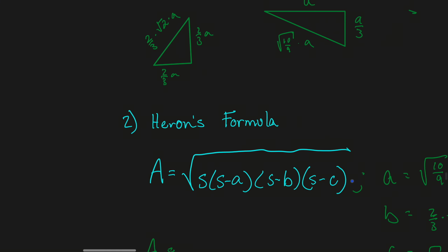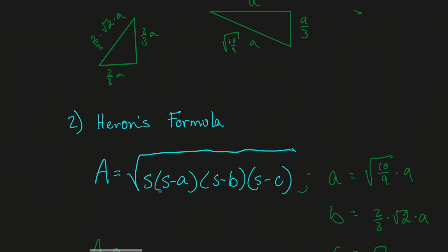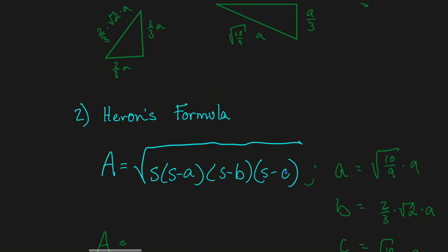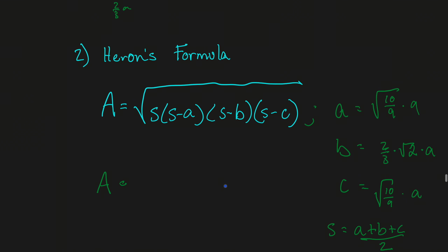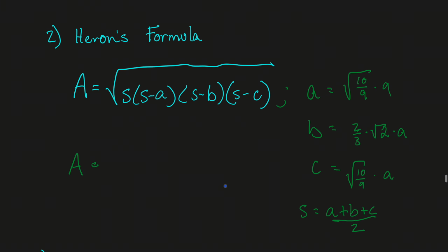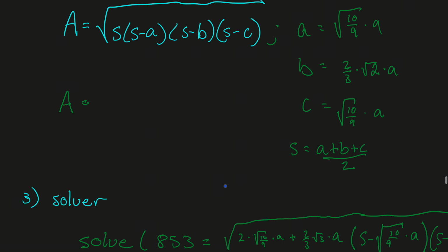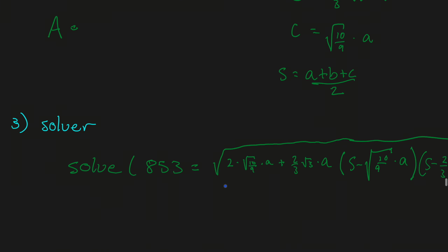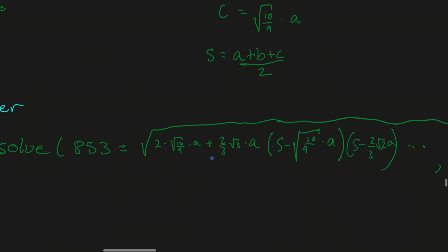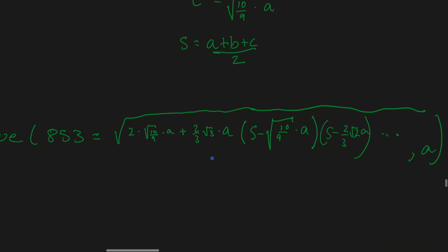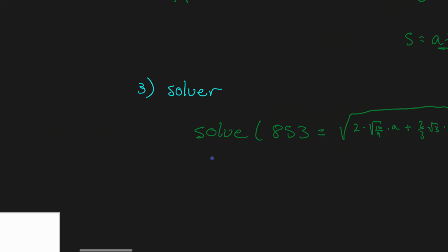Then we throw all that into Heron's formula, which has a semiperimeter times semiperimeter minus a times semiperimeter minus b times semiperimeter minus c. All of that square rooted gives us the area. So this is where having things programmed into your calculator is really handy. You just throw it in there. So all that area is going to equal 853. Put it into the solver. Solve for the side length A.